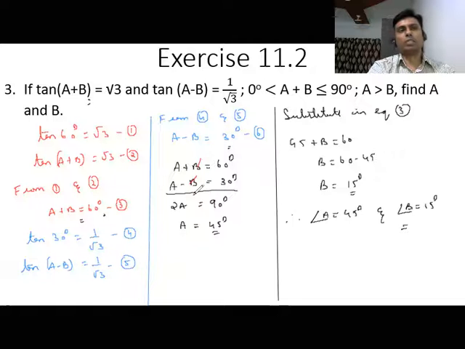Then just solve the two linear equations. A + B is equal to 60, A - B is equal to 30. Add them. B will get cancelled. 2A is equal to 90, A is 45. Substitute in any one equation. I substitute in equation 3. So 45 + B is equal to 60. Plus 45 goes to the other side, becomes minus 45. So B is 15 degrees. So angle A is 45 degrees and angle B is 15 degrees.